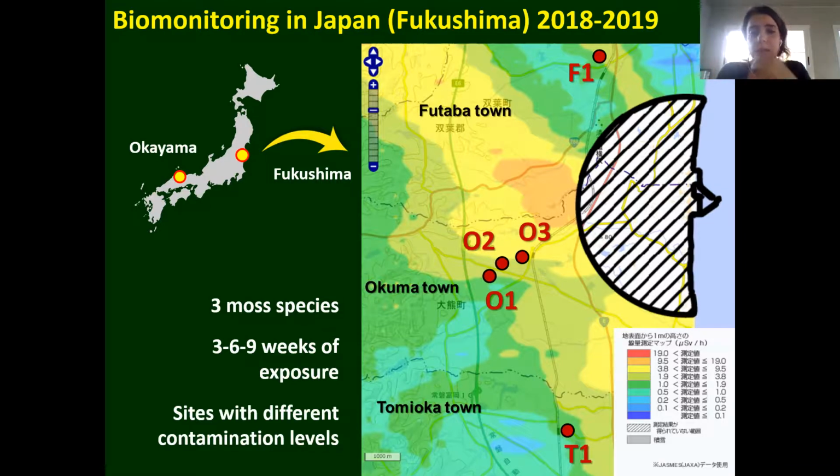This is just an example, because during three years I did other monitoring, but this was the first one I performed, in which I used the three moss species. I analyzed several periods of exposure and several sites with different contamination levels. So I tried to standardize the moss bag method for radioisotopes.